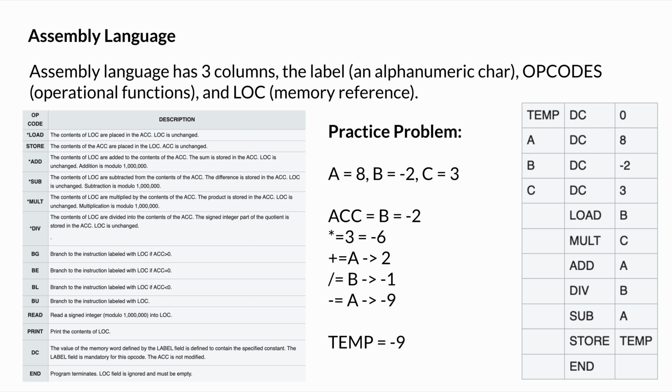The last piece of content that's covered on ACSL Contest 4 is assembly language. So assembly language has 3 columns: the label, opcode, and loc. So the label is going to be like a variable of some sorts. You don't always use one, but sometimes. Opcode is the actual function, what you're doing to it, and loc is the memory reference, so what's going on in the memory.